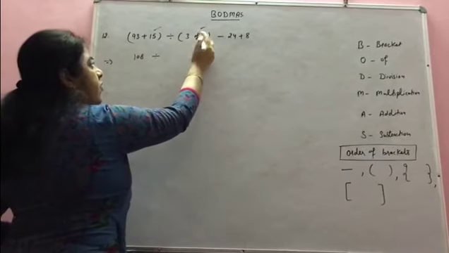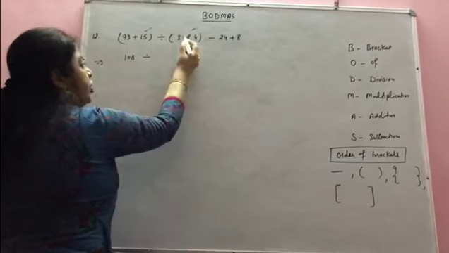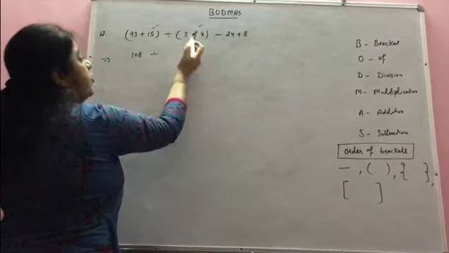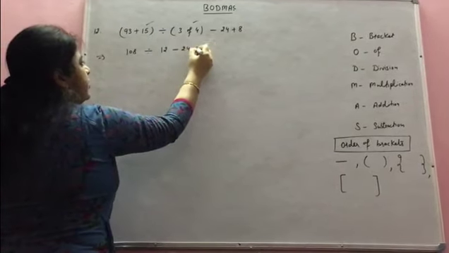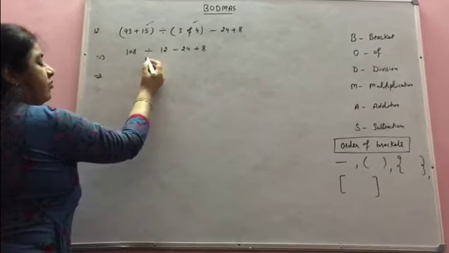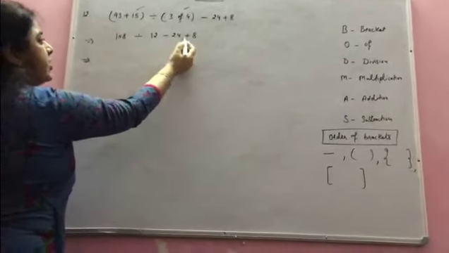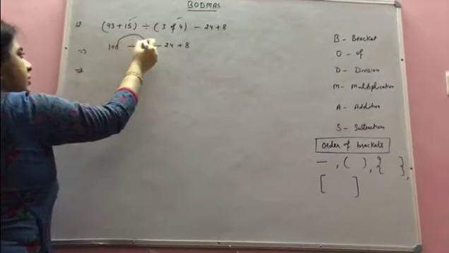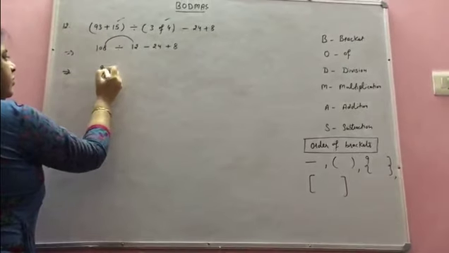3 of 4. Of represents an operator of multiplication. So 3 of 4 means 3 into 4. So what will the answer be? 12. And keep the rest of the things as they are. Now next step, we have no bracket, only operations: division, minus and plus. But we will solve division first. 108 divided by 12 gives 9.